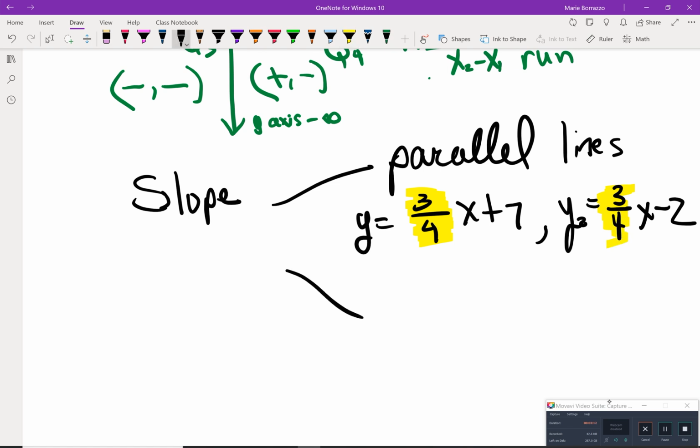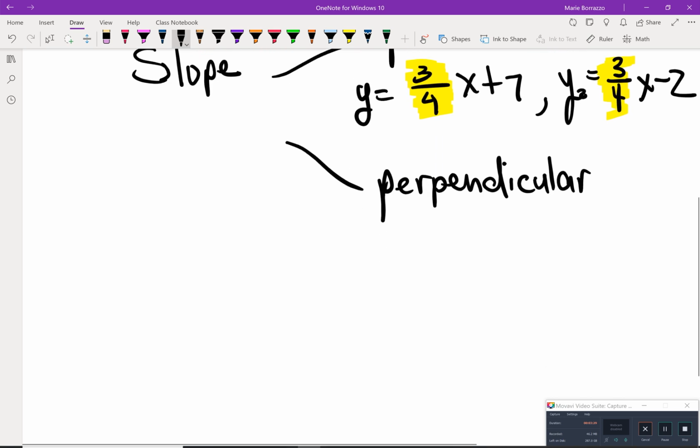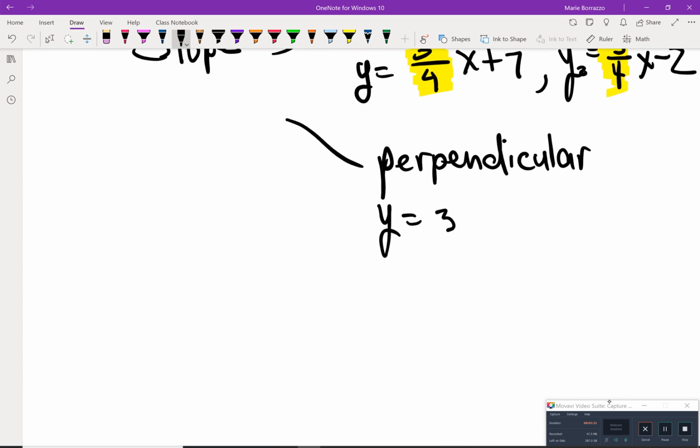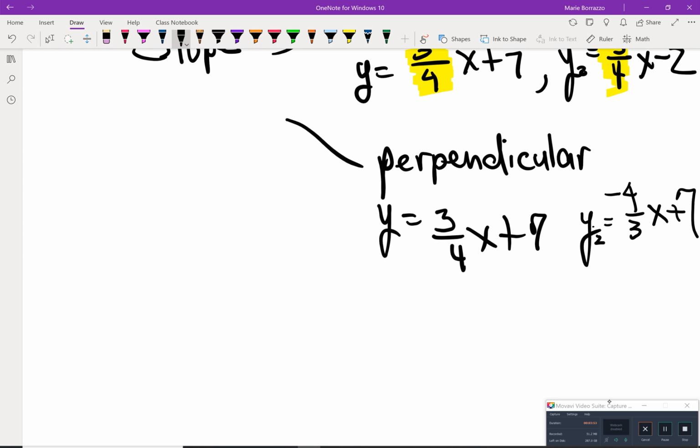If they're perpendicular, then the slopes are negative reciprocals of each other. So in this case, let's say you had a line that was y equals 3 over 4x plus 7. A line perpendicular to that would be something to the effect of y2 equals negative 4 over 3x. And then whatever this would be. Let's say this is also plus 7. It does not have to have the same y-intercept.